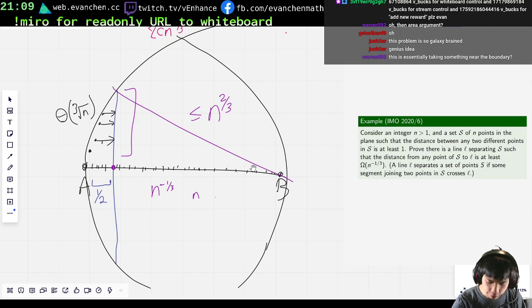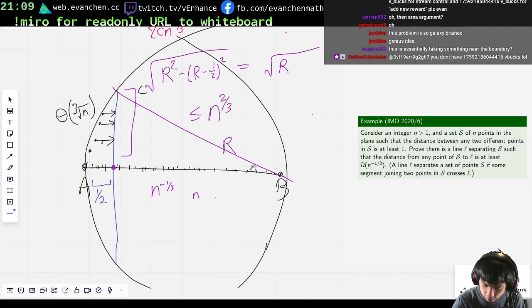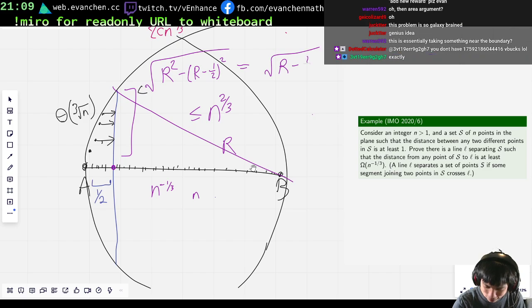Okay, well, let me say what this thing is. This length here, this purple guy, has length equal to the root of R squared minus (r minus 1/2) squared, if I call this radius r. So when I simplify this by the Pythagorean theorem, it's like, shoot, what is it? R minus a quarter.